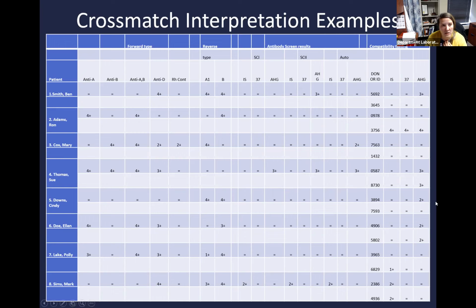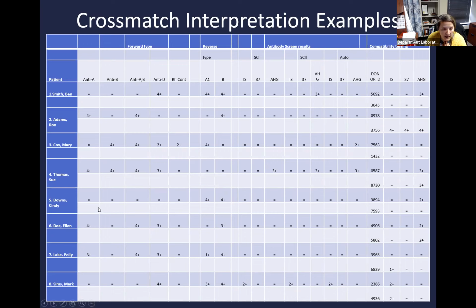And then we will also see that in our cross matches, unit number 0587 and 8730 are both incompatible at the AHG phase of testing. Same strength as our IAT. So this incompatibility for this patient is due to the warm auto antibody.